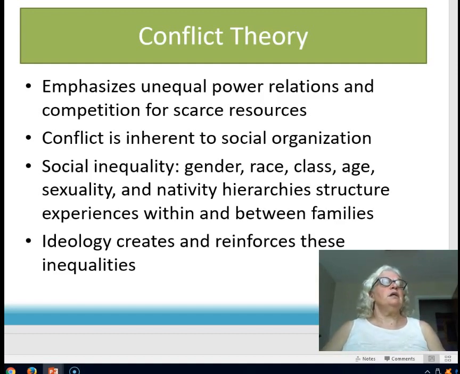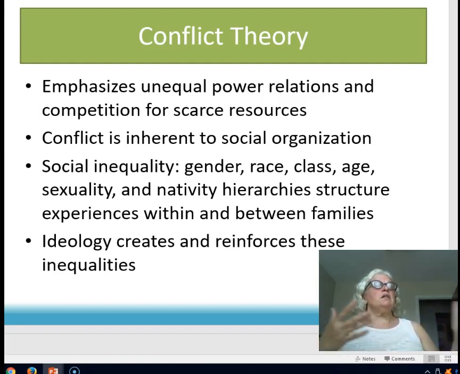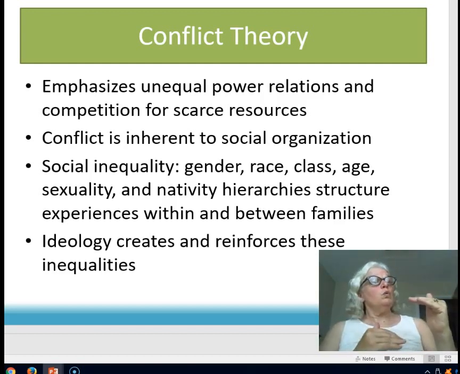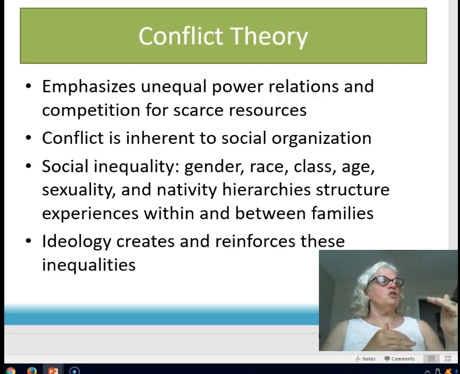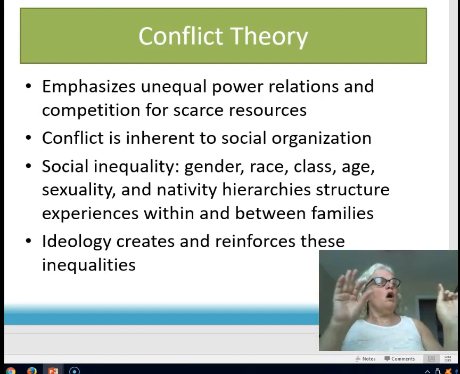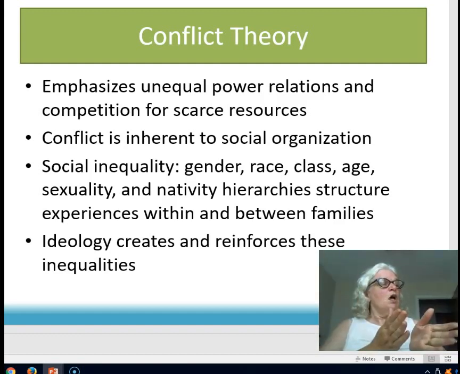Conflict is inherent to social organizations, and so we see this related to inequality of gender, race, class, age, sexuality, all of those structures that come into place, and the fight within that. So we look at the bourgeoisie and the proletariat. Those are words that Marx used. They are French. And so the bourgeoisie are the rich and the powerful, who are the minority, oftentimes controlling the majority. And we see that in place, and we see how that works.